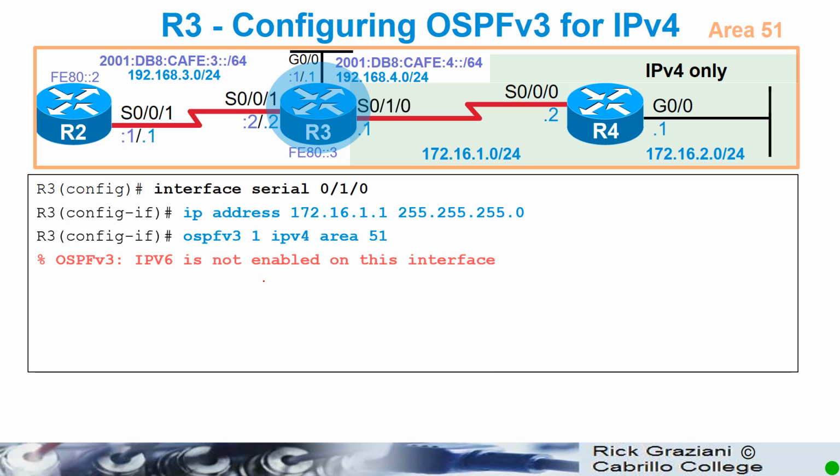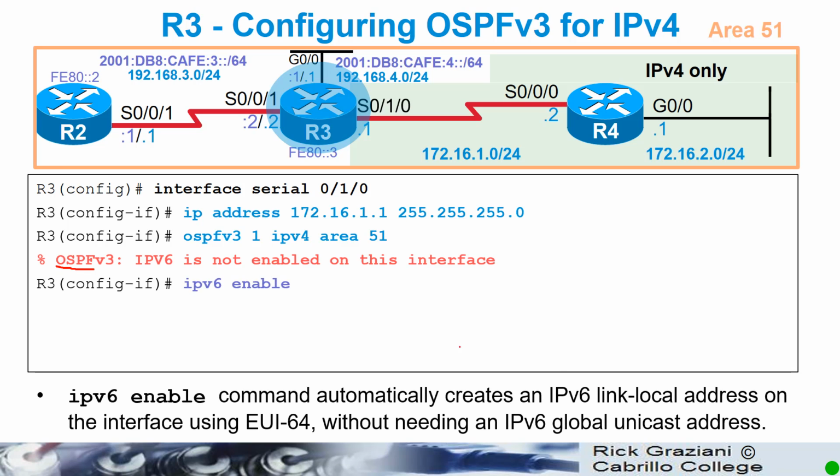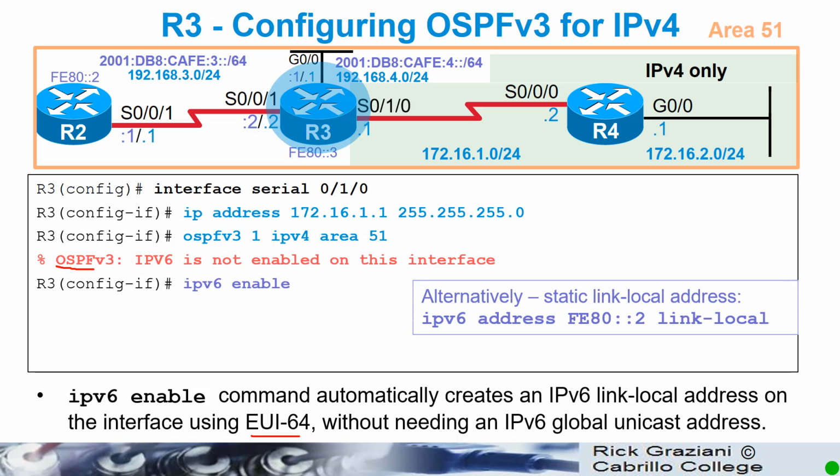Again, here, IPv6 is not enabled on this interface, so we cannot do an IPv6 address, and OSPFv3 will actually give us an error once we do it. Not an error, but more like a warning message. We can actually enable IPv6. This will automatically create an IPv6 link local address on that interface using the EUI-64. It won't have a global unicast address, so that's okay.